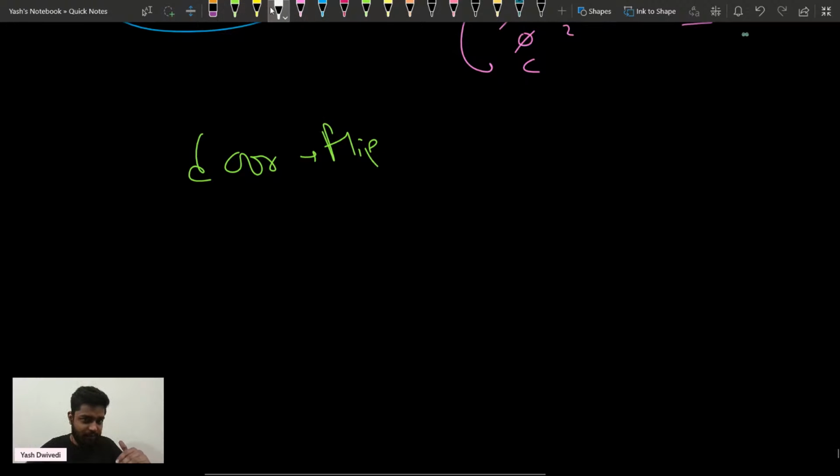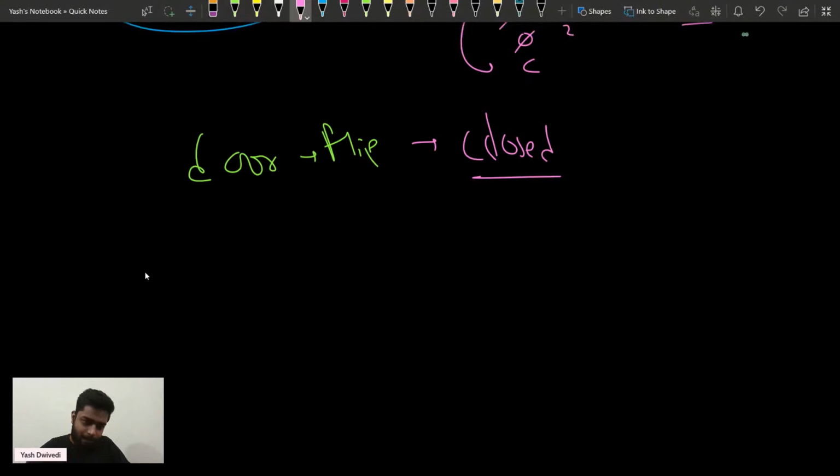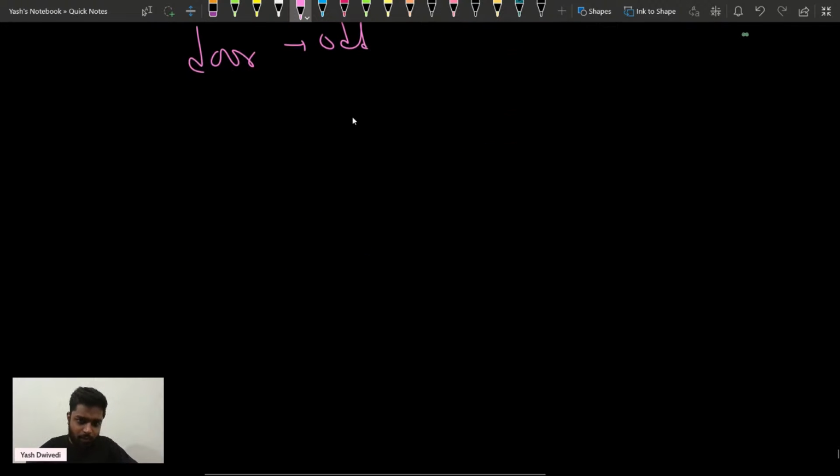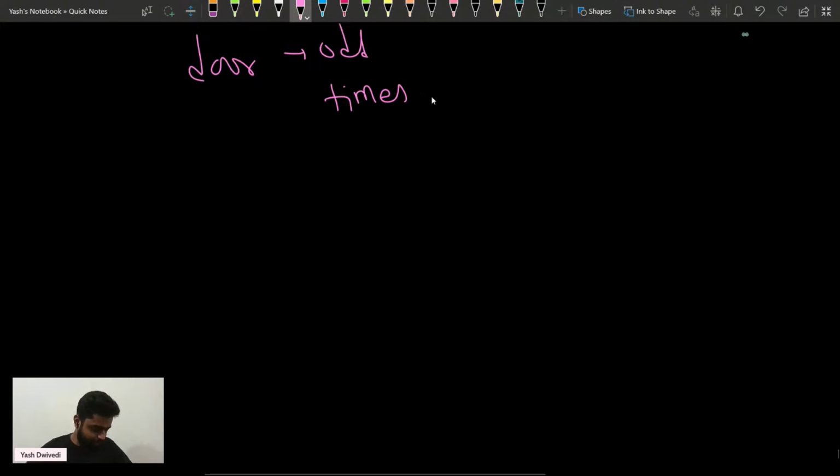If a door is flipped an even number of times, in that case, what will happen? It will remain closed. You can write C in the chat if you are clear with this. Okay. If a door is flipped odd times, this was when even times. If a door is flipped odd times, then what will happen?